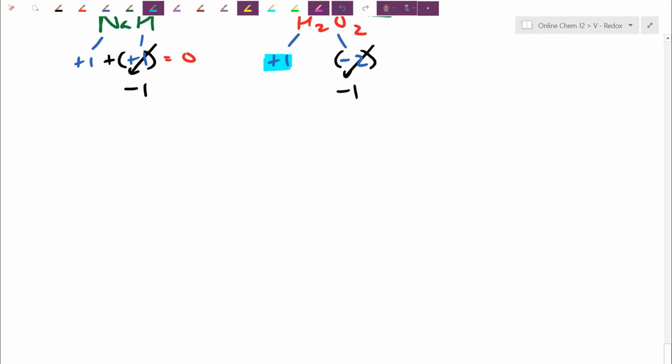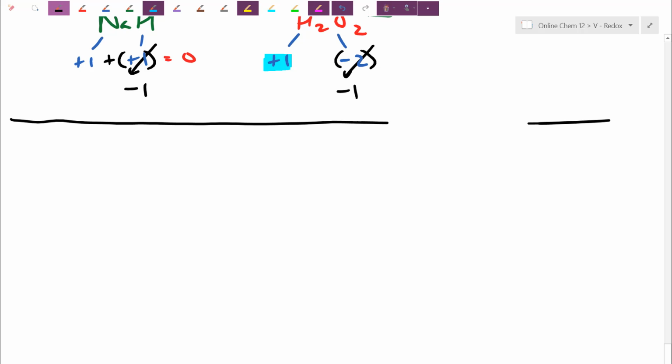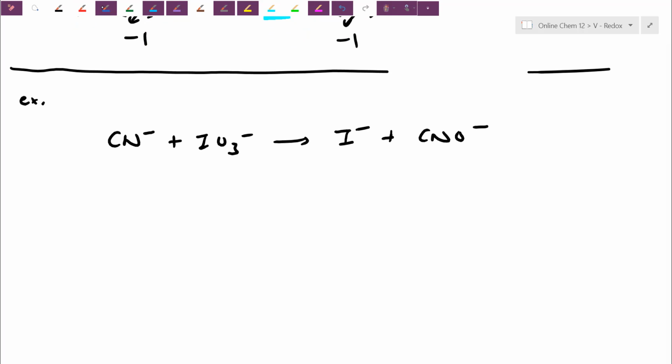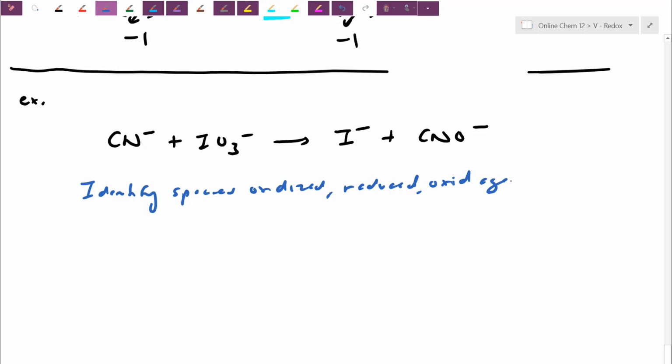So let me just end off with one question here as we practice through these oxidation numbers. For example, I'm going to give you cyanide reacts with IO3 minus. This becomes I minus and then CNO minus. Okay. Exactly the same question as I asked you earlier. I want you to just identify which species. So identify the species oxidized, identify the species reduced, and since we talked about those agents, identify the oxidizing agent and the reducing agent.